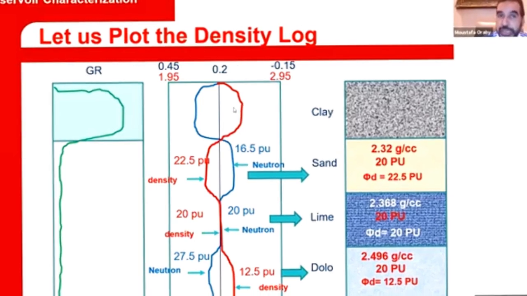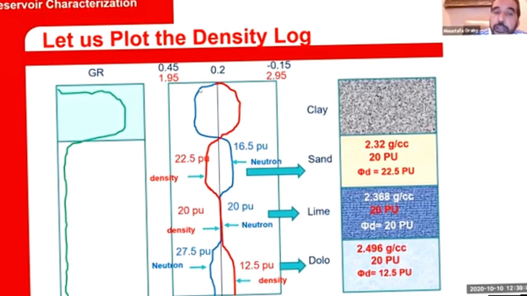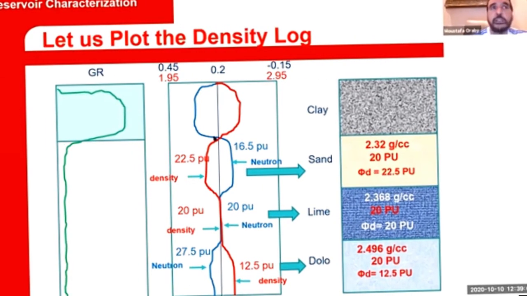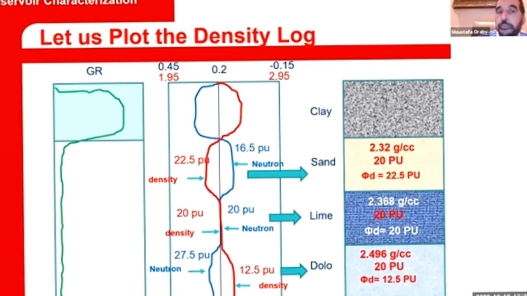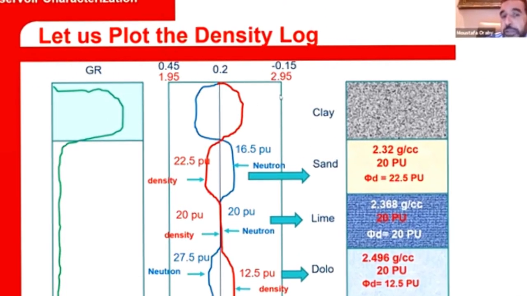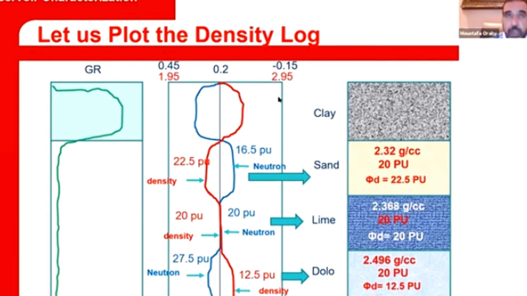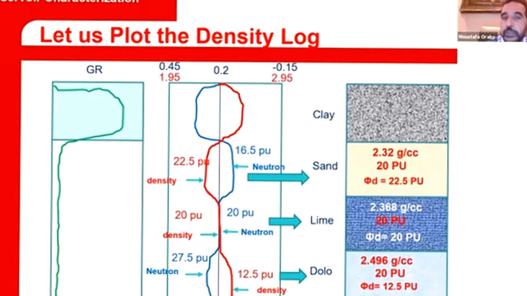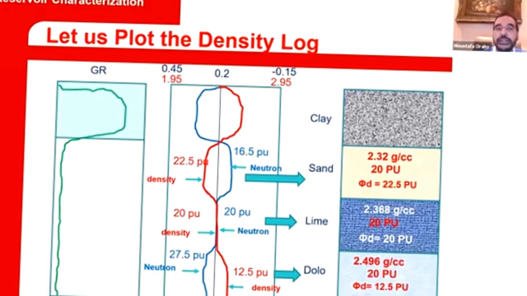Okay, does everybody understand that? Why is the neutron reading high porosity? Because of the lots of hydrogen in the clay structure. Why is the density of the clay reading high? Because it has a lot of metallic components that are heavy, so it's heavier in density. So that's why they separate.